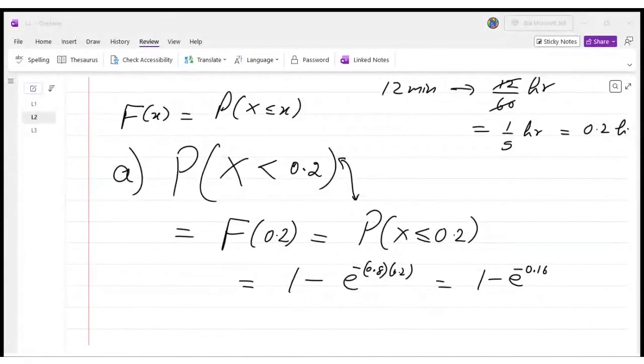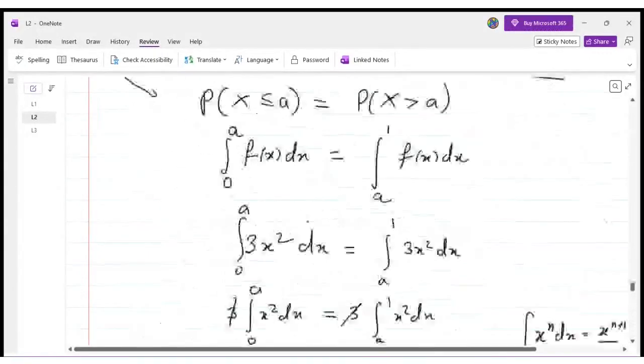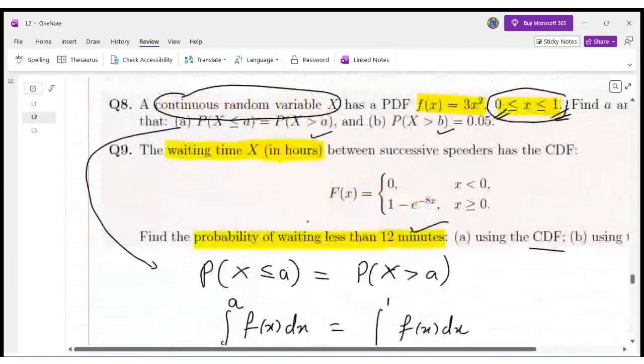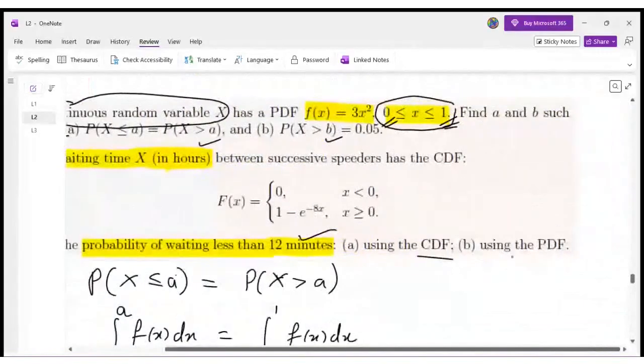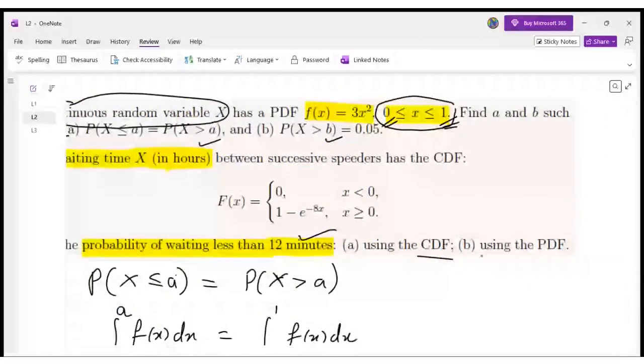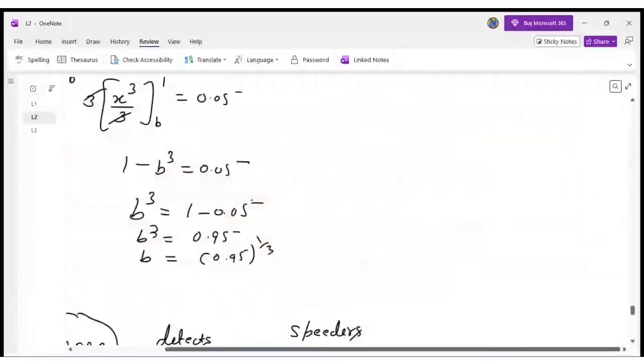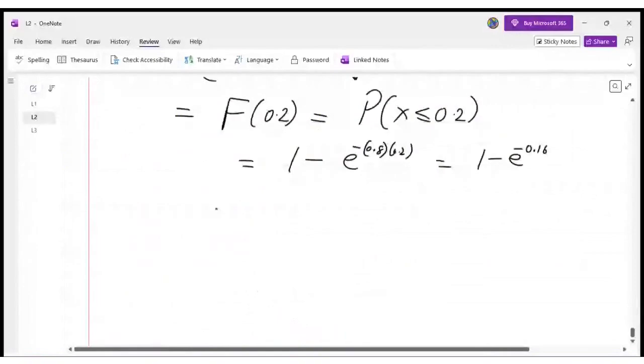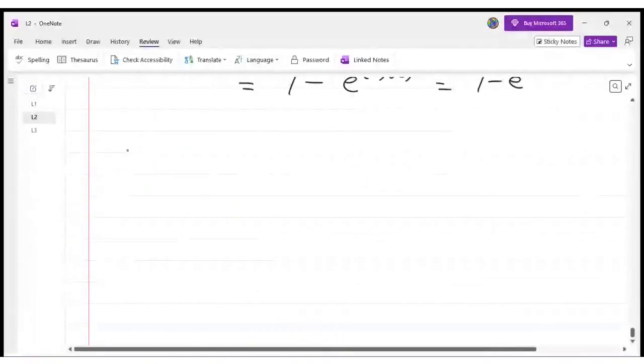Okay. Now the second part is using the PDF. We have to find the same probability, but now we have to use the PDF instead of the CDF. You are given the CDF. First we used the CDF to find the probability, now we will use the PDF. So first of all, you have to find the PDF. For solving part B, you need to find the PDF.